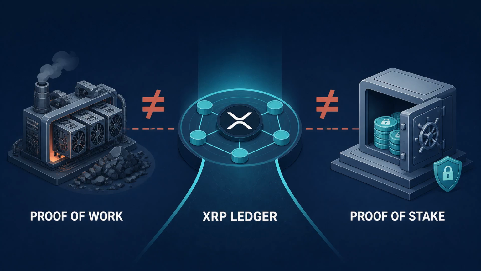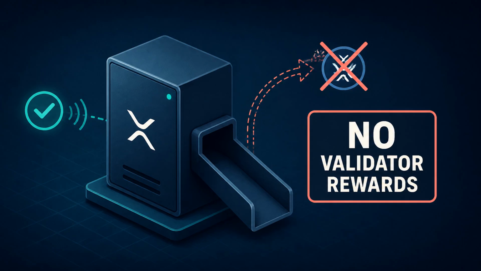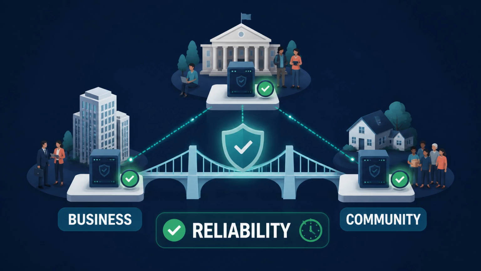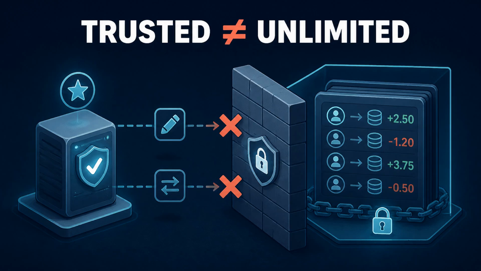The XRP Ledger uses neither model. It has no mining race, and validators do not have to stake XRP. They also do not receive XRP rewards for validating. Operators typically run validators because their business or community depends on the network remaining reliable. A validator is a server that participates in agreeing on the next ledger. It does not get to rewrite balances or approve invalid spending just because it is trusted.